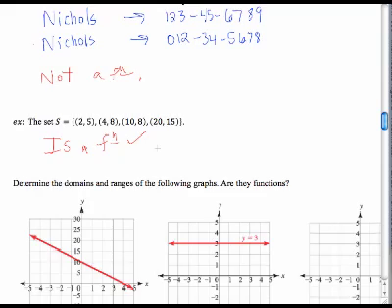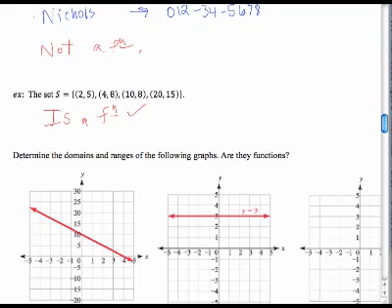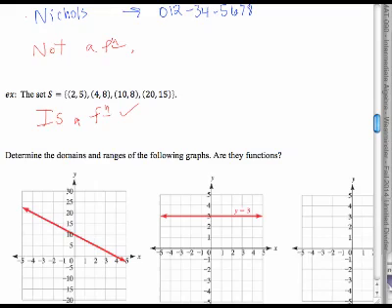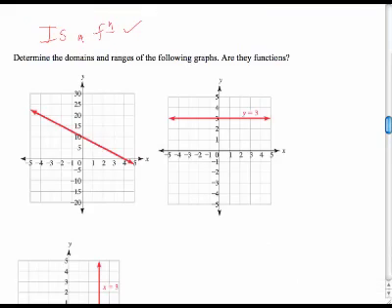Okay, and then, oh, this is fun. Let's look at some graphs. Okay, let's look at these graphs and determine the domains and ranges, and then we'll look at whether they are functions. So on this first one, because of the arrow, it does go all the way from negative infinity to infinity. All those x's have values. So the domain of this one would be from negative infinity to infinity. And the range, this looks like it goes down forever and up forever. So range is also negative infinity to infinity.